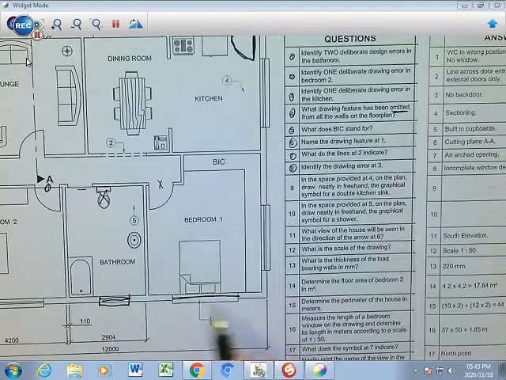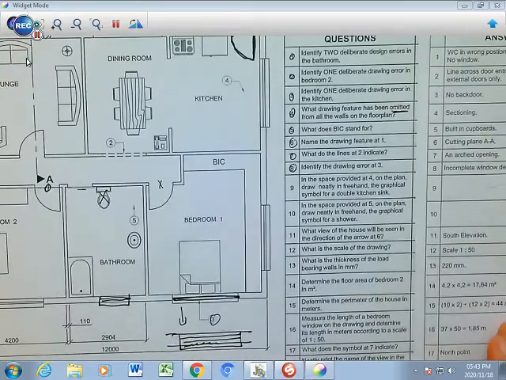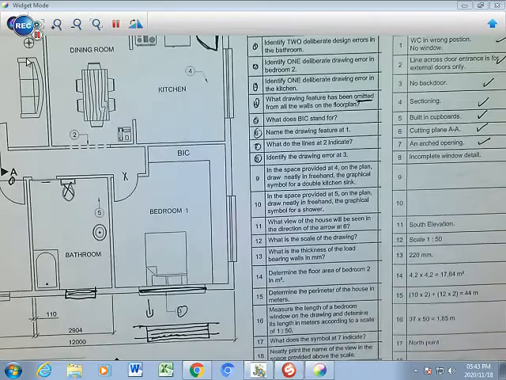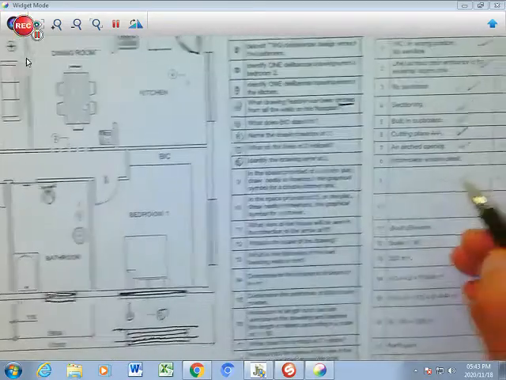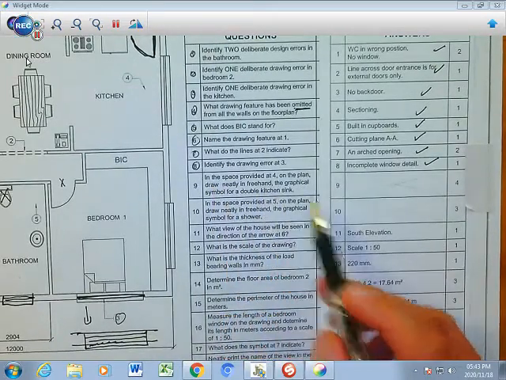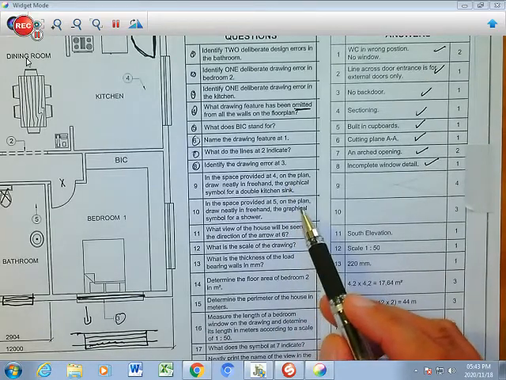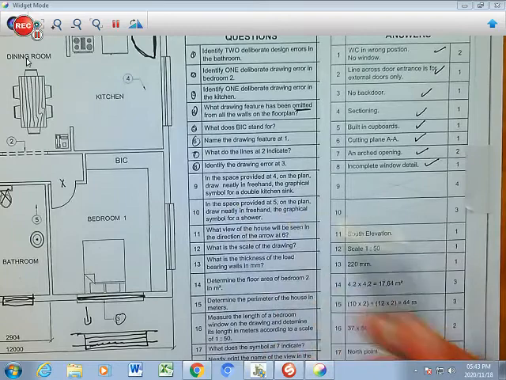Sorry, I just want to show, that's the one line, and there should be a double line in there. If I must draw that, if this is your window and I zoom in on it, your window is going to be 1 millimeter out. That line is removed and there must be a double line in between there. Okay, so the window middle line should be double, the window detail. In the space provided at 4 on the floor plan, draw neatly a freehand the graphical symbol for a double bowl sink.